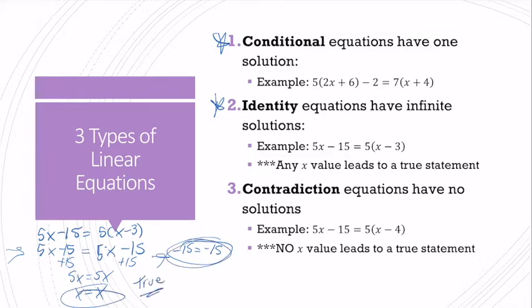As long as I get a true statement as my result, it's going to have infinitely many solutions. Why is that? Well, what could I plug in for x here and have this be a true statement? I could plug in 1.